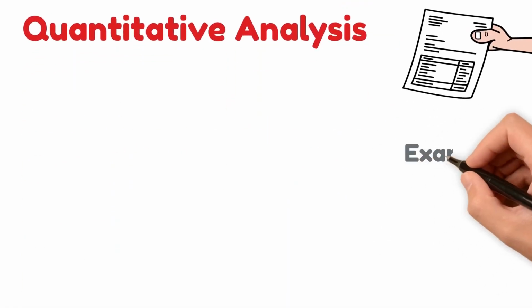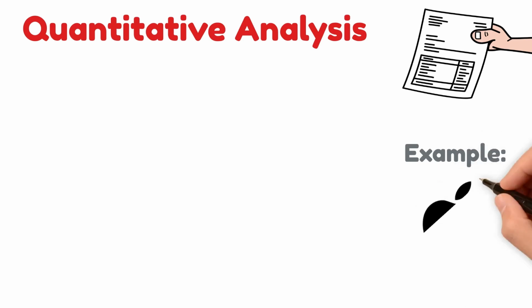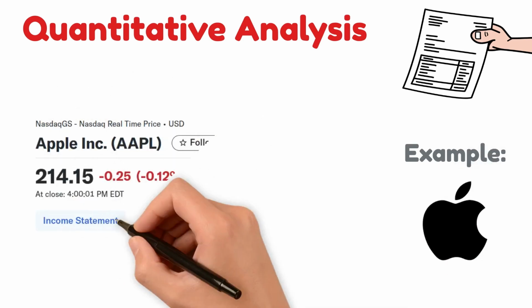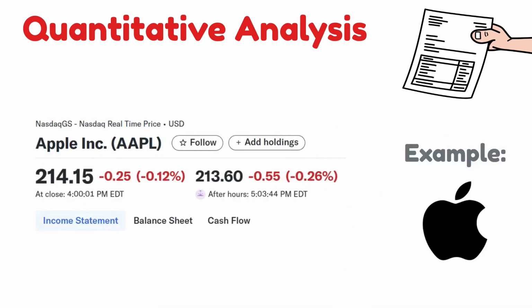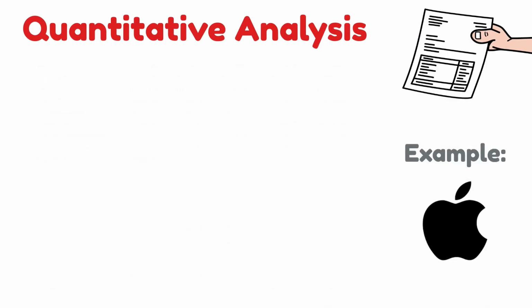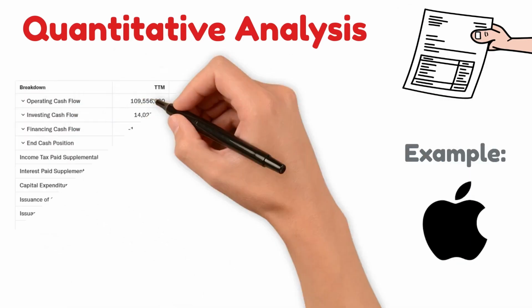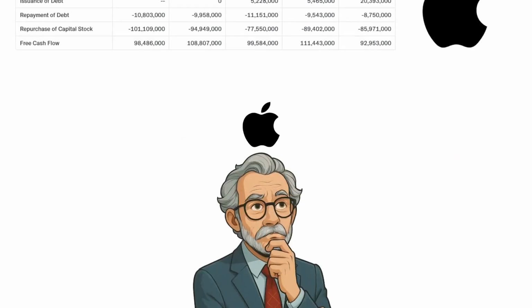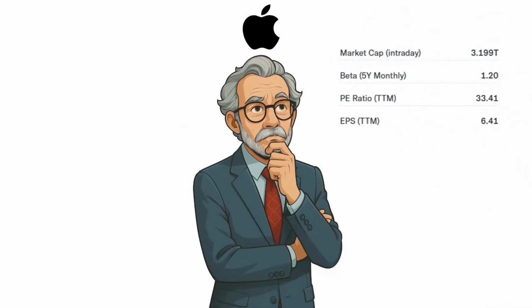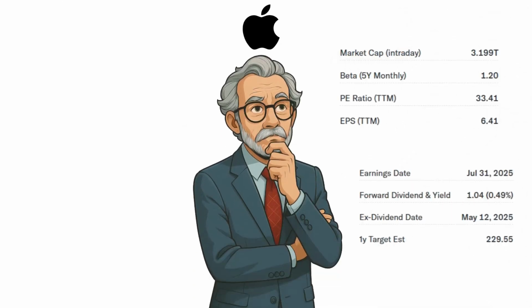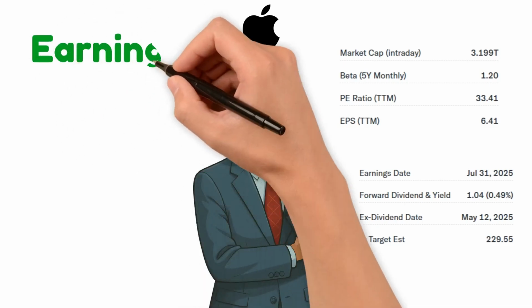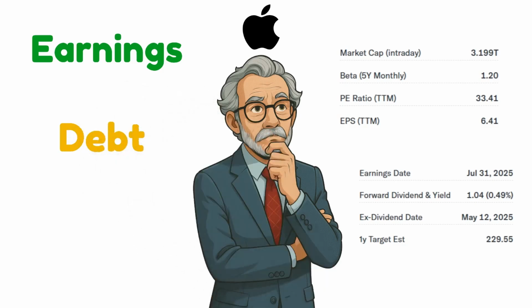Quantitative analysis is all about the numbers, the stuff you can measure. It comes straight from a company's financial statements, the income statement, balance sheet, and cash flow report. Investors look at lots of different numbers to understand how a company is doing. These numbers generally focus on areas like how much money a company makes, how much debt it carries, or how well it's investing in its future.